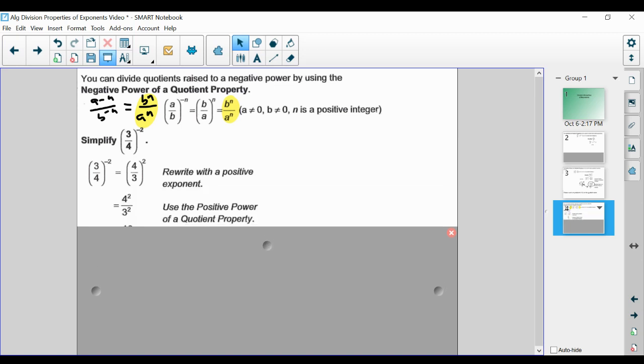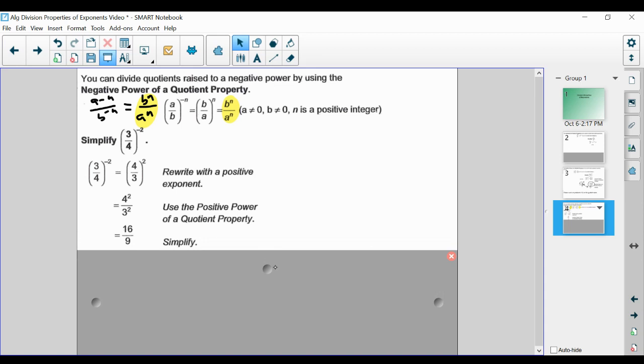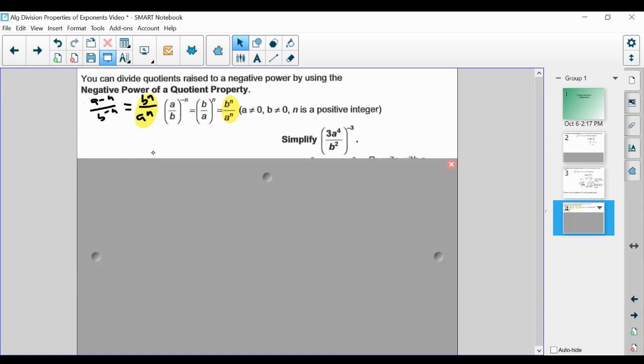We can use the quote-unquote distributive property here, where we send that exponent of 2 into all of the terms, into the numerator and the denominator. Therefore, we end up with 4 squared divided by 3 squared, and we get 16 over 9. Awesome. On the right-hand side, we have another problem, but this one involves variables. Woohoo! So we have inside our parentheses the fraction 3a to the fourth in the numerator and b squared in the denominator. All of that is getting raised to the negative third power.